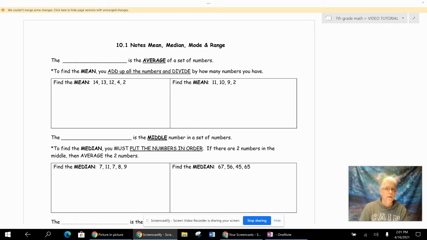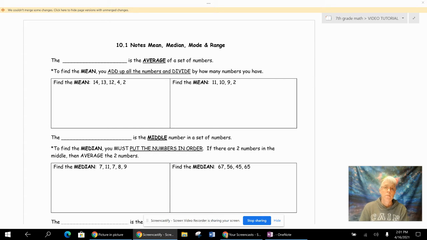So let's get started. We're going to begin our first lesson on mean, median, mode, and range. Mean, median, and mode are also called measurements of central tendency because all three of them give you an average of the data. Range gives you the spread of the data. Now, a lot of that might not make that much sense right now, but it will in just a little while.